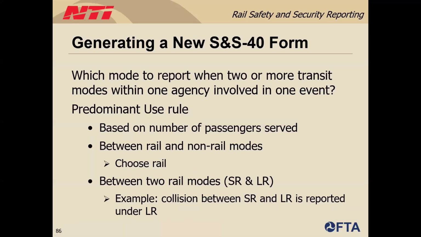If you have an event to report that includes 2 or more of your transit modes from your agency, how would you report what mode to report under? We apply the predominant use rule, which is typically based on ridership. So if, for example, your event involved a train and a bus, both from your agency, then you would report the event under the rail mode. If your event involves a streetcar and a light rail vehicle, you would report under, most likely, the light rail mode, because typically it has more ridership.